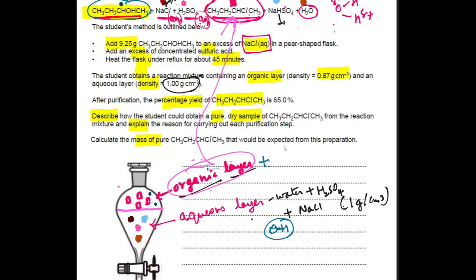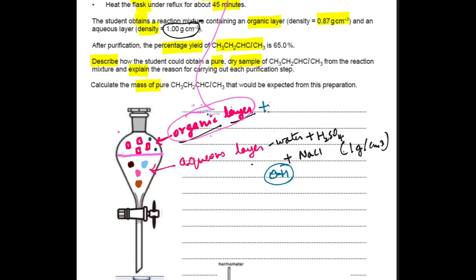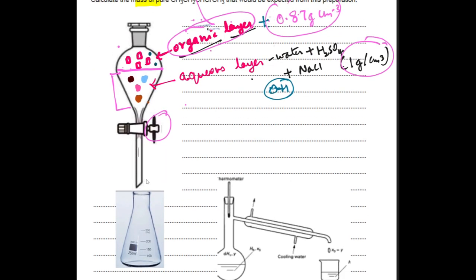Now what we simply do is, because the density of the bottom layer is 1 gram per centimeter cube, it is heavier, and your top layer where you have your desired substance is 0.87 gram per centimeter cube. This is lighter. So you will remove this part by turning the tap on and getting it in the beaker. This will be removed. Okay.